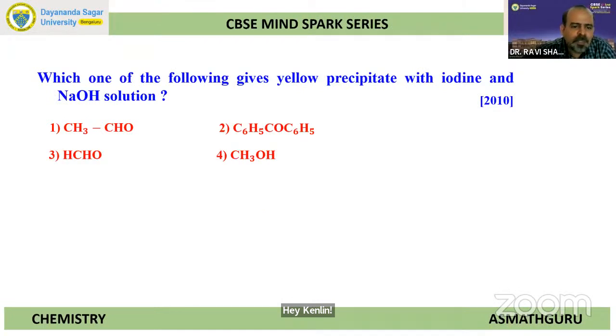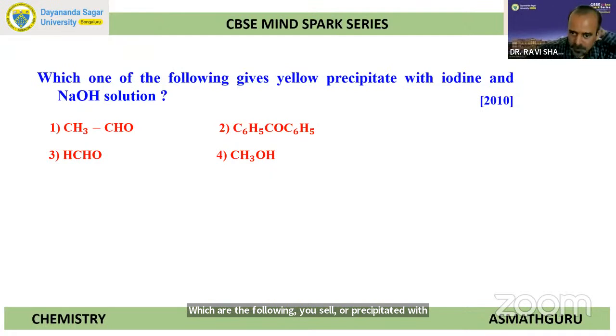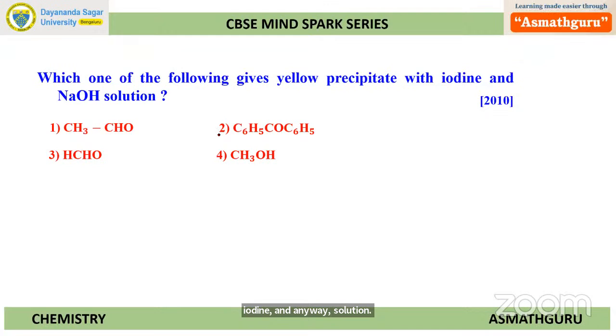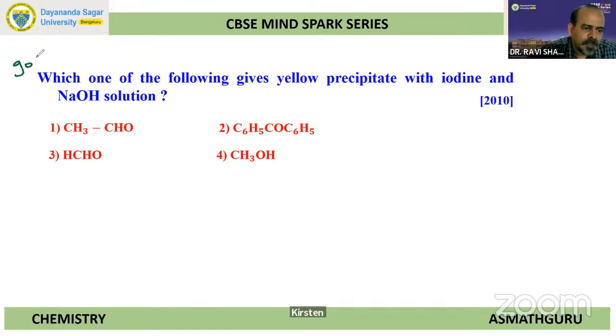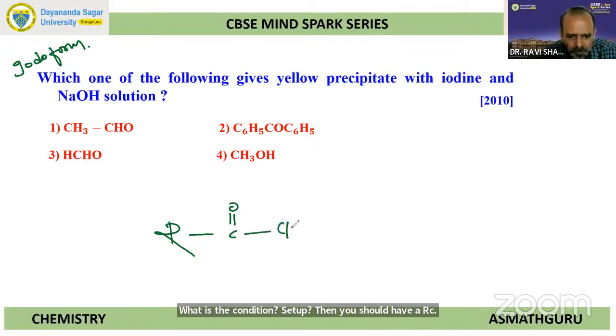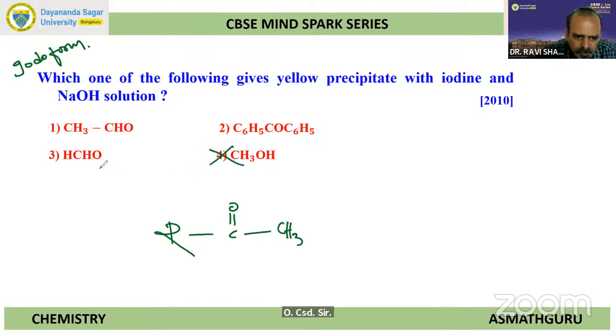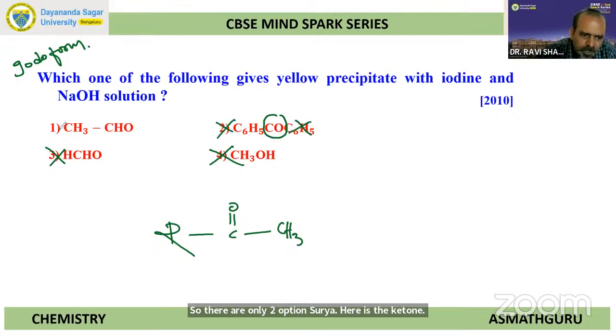Which one of the following gives a yellow precipitate with iodine and NaOH solution? First one, sir. What is this reaction known as? Iodoform reaction. Very good. What is the condition? Sir, you should have RCOCH3. So alcohol cannot be. Here is the ketone, but next to it is a benzene, so not possible. Only option 1. Fantastic.